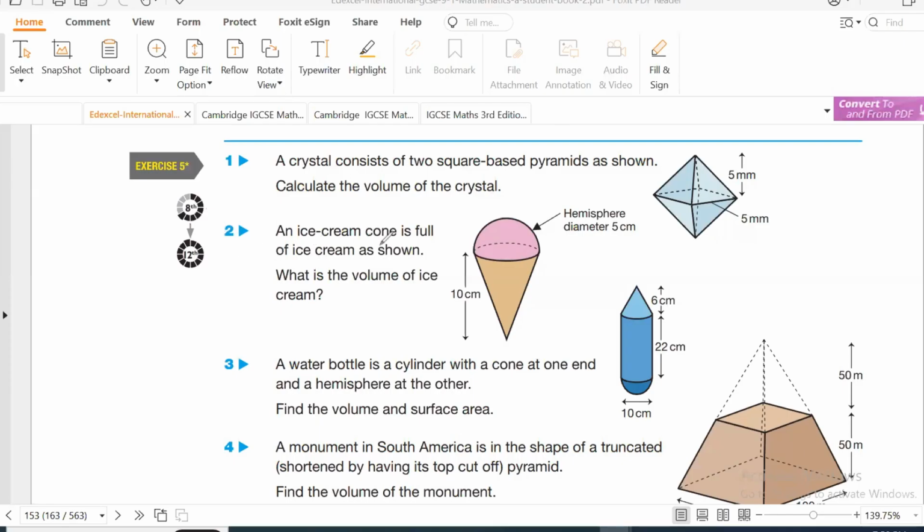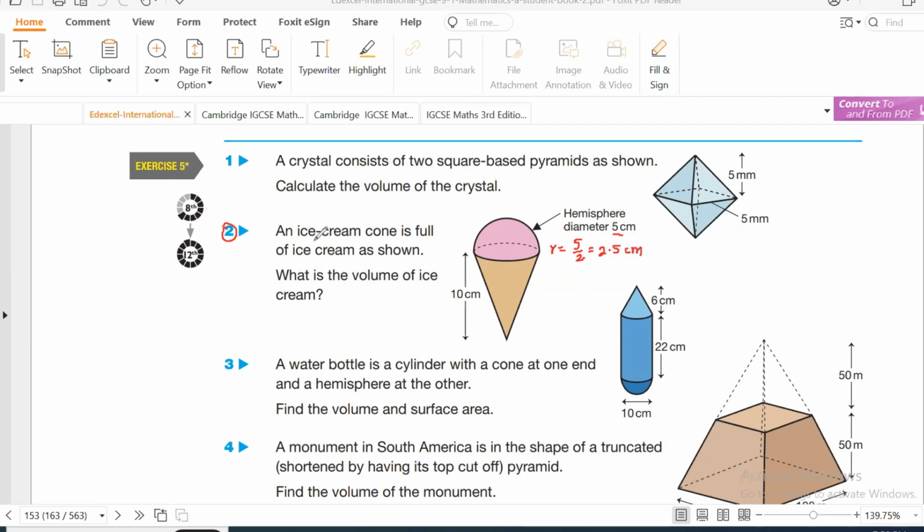Question number 2: an ice cream cone is full of ice cream as shown. What is the volume of ice cream? Remember that here the upper part is a hemisphere and the bottom part is a cone. For the radius of the upper part, the hemisphere, the diameter is given as 5. The radius is half of the diameter, 5 divided by 2, which is equal to 2.5 centimeter.